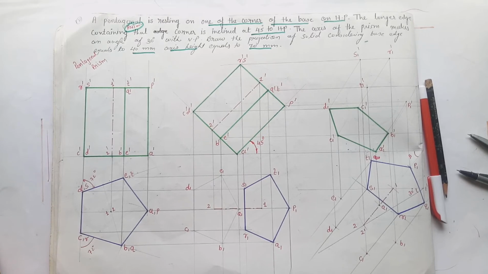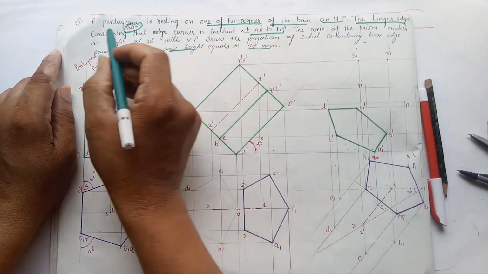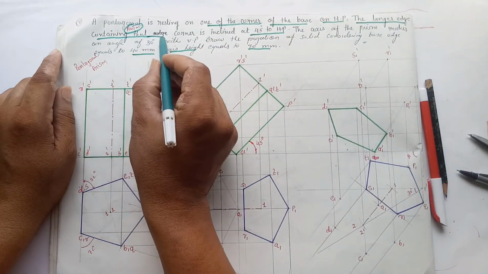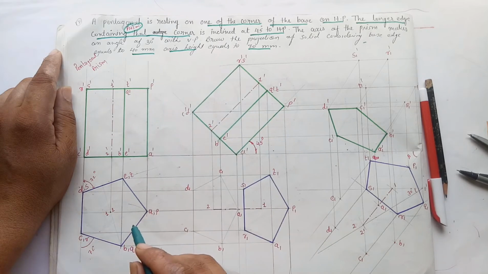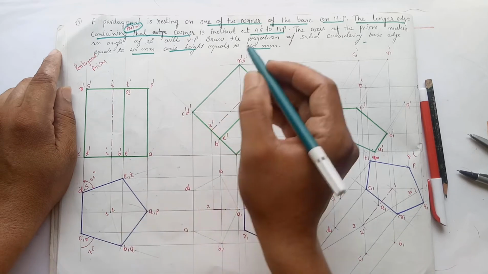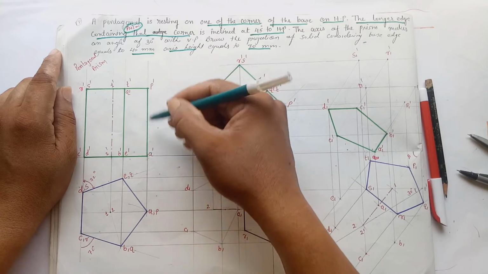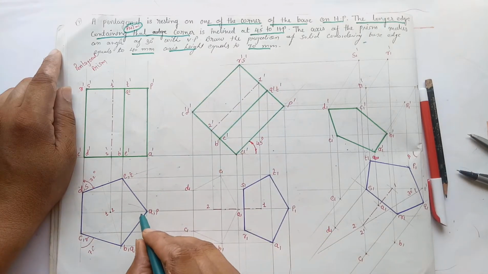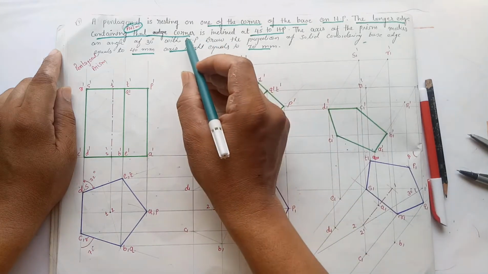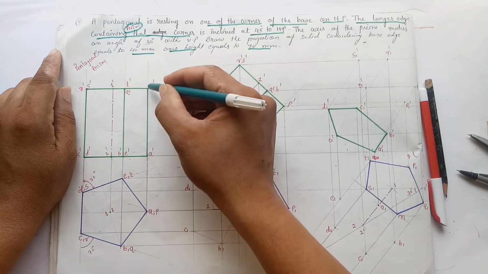Now the prism is resting on HP. So in the second stage we have to derive the condition with the horizontal plane. Here the given condition is the longer edge containing that corner. That corner means the corner which is on HP, and we can say that the corner A will remain on HP. So the longer edge containing that corner will be AP, that is A dash P dash. It is the elevation of the longer edge. This is the plan of the longer edge AP. So the longer edge containing that corner is inclined at an angle of 45 degrees to HP. So we have to incline this longer edge.